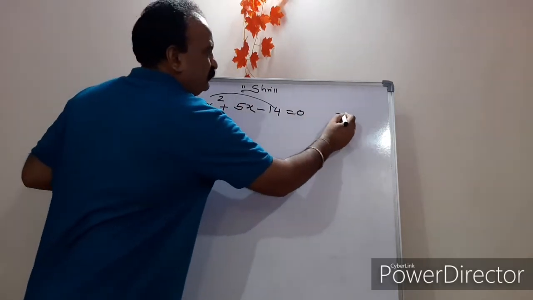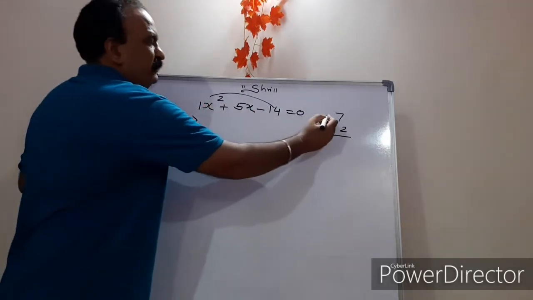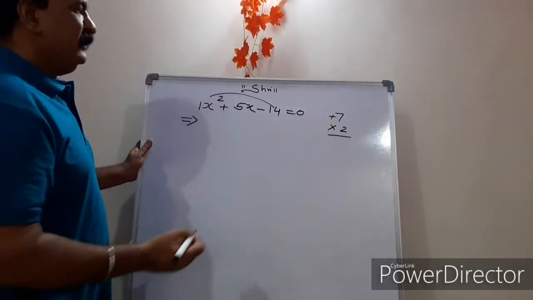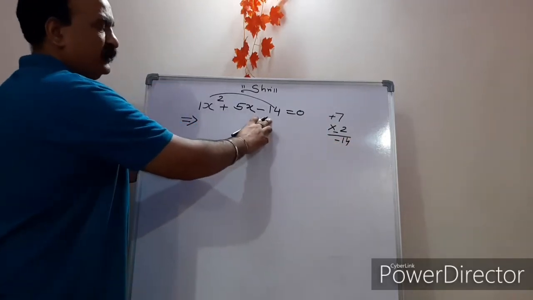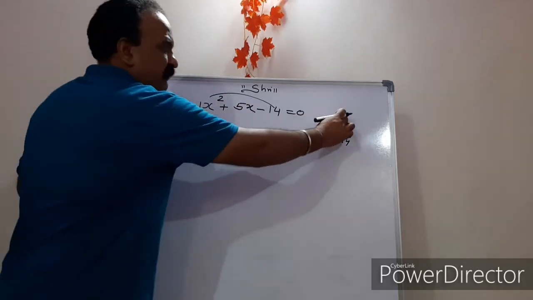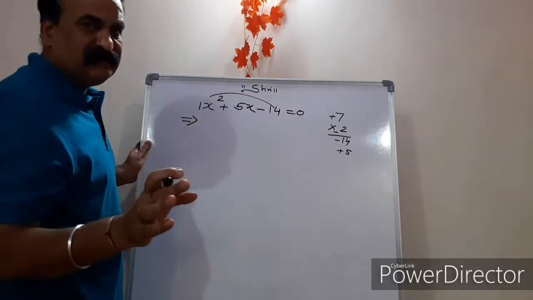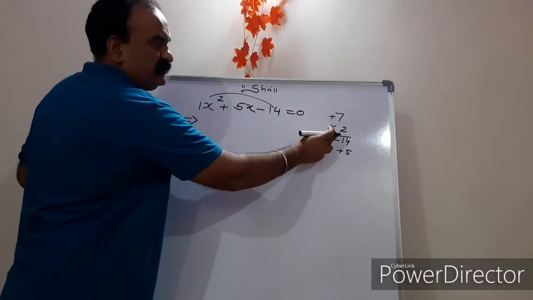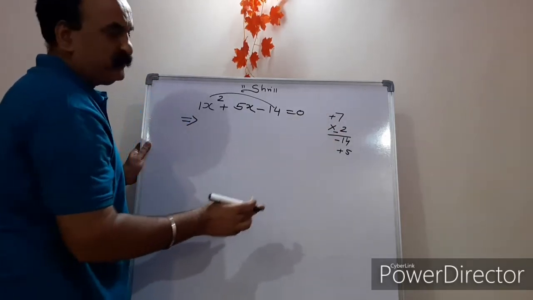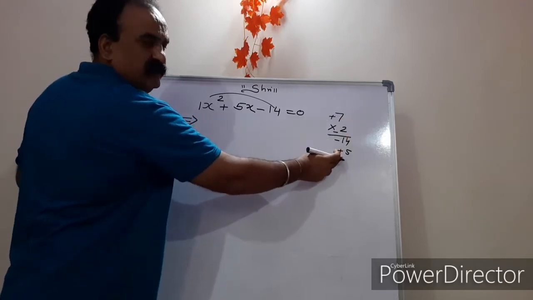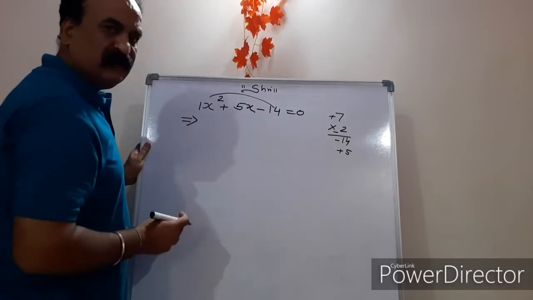See, suppose I write 7 into 2, so 7 twos are 14. And if the sign of 7 is plus and the sign of 2 is minus, then 7 into minus 2 is minus 14. Okay, you are getting minus 14. And 7 minus 2 means plus 5. You know very well, whenever a plus and a minus sign are there, you subtract the smaller number from the bigger number, and the sign will be of the greater number. 7 minus 2 is 5, and the greater number is plus, therefore the answer will be plus 5.